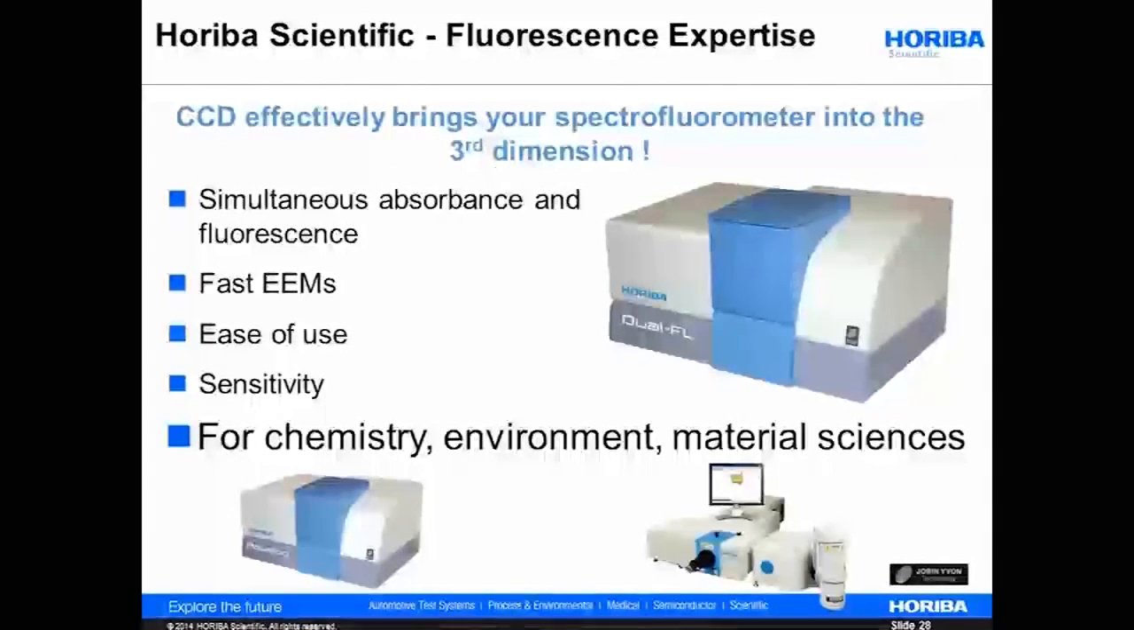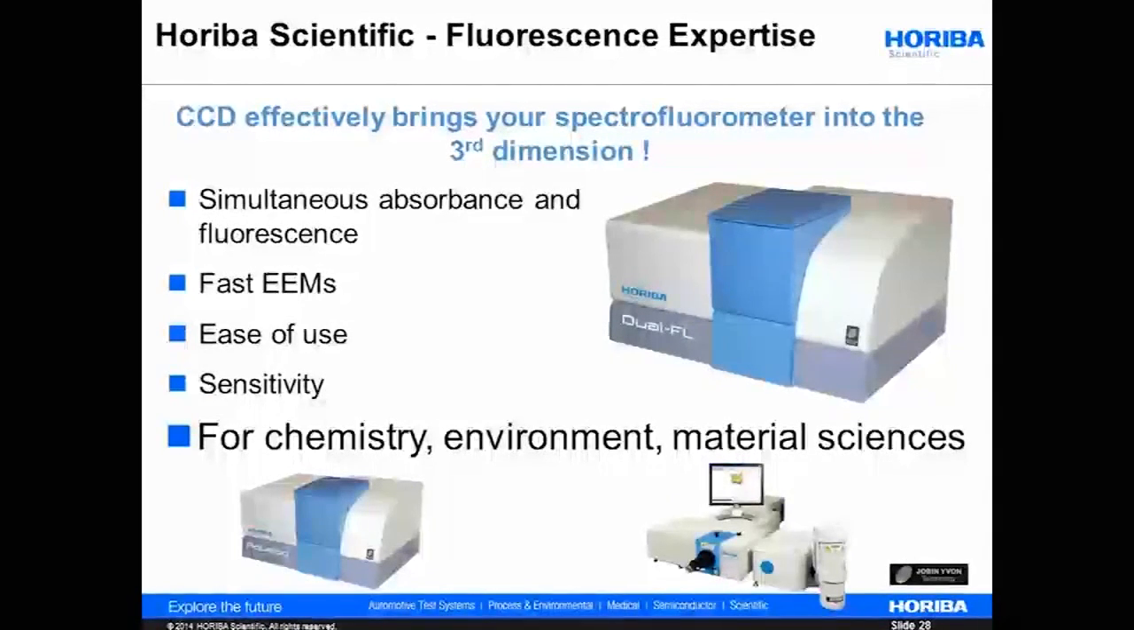The possibility to collect IMs in a fast way makes the dual FL the fastest spectrofluorometer in the world. The ease of use of the system is enhanced thanks to available software for data treatment, which is able to extract the useful information from a large amount of data. The sensitivity and the possibility of pixel binning enable working with every type of sample, from very low to very high concentration of fluorescent species. All this is available for your applications in chemistry, environment, or material science fields.